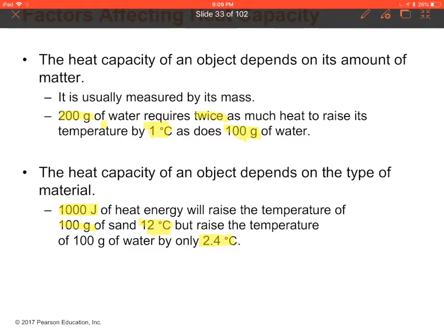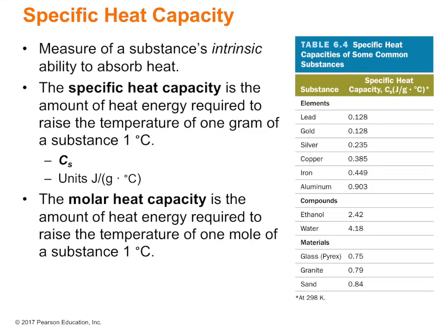Okay, so let's look at specific heat capacity, the measure of a substance's intrinsic ability to absorb heat. To understand two important concepts related to heat capacity, imagine putting a steel saucepan on a kitchen flame. The saucepan's temperature rises rapidly as it absorbs the heat from the flame.